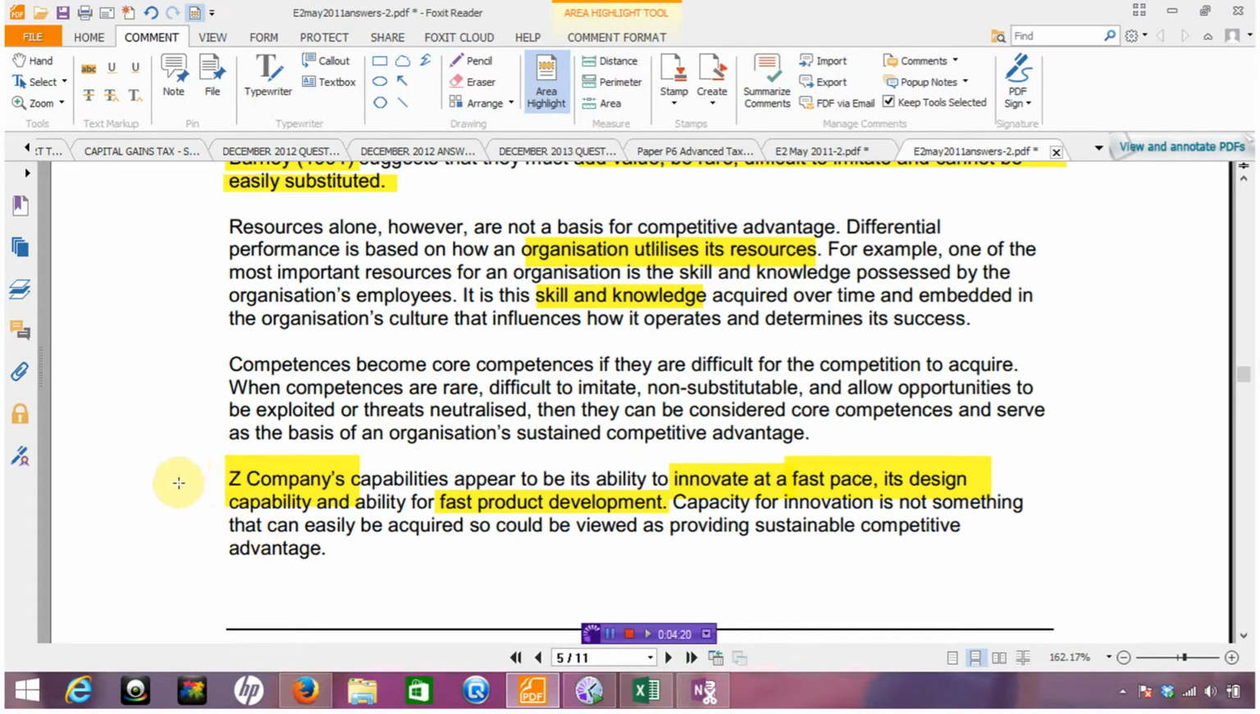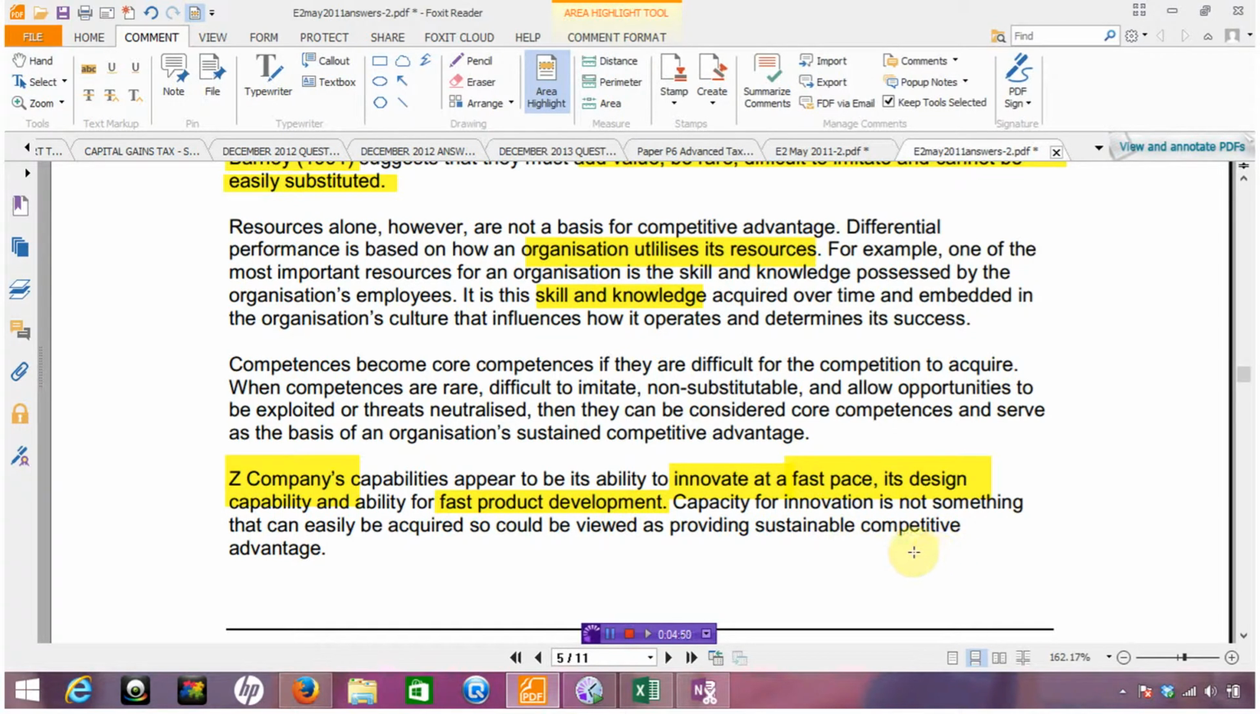Good reference to the scenario here. You were given some hints in the scenario about Z company's ability to innovate at a fast pace, the design capability and the fast product development. So there was the hint. We had to mention that in the answer. Those are, in essence, high-level intangible resources up to a point, or skills and know-how, and those are the key things. Those are the reasons why Z company has excelled in this particular market.